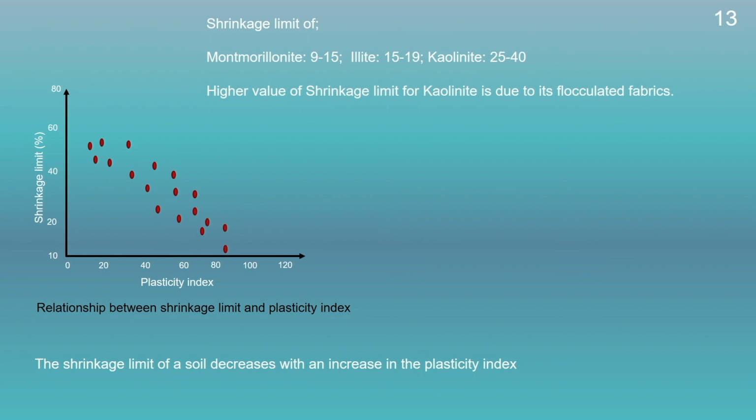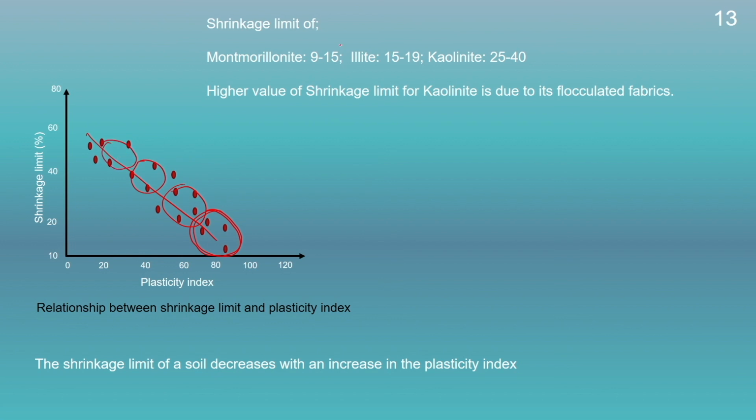Now, if we plot a graph between the shrinkage limit and the plasticity index, we can see that with increase in the plasticity index, the shrinkage limit is decreasing. This is because with increase in the plasticity index, the soil will have more dispersed structure, because with the increase in the plasticity index, the diffuse double layer thickness will also be large, and due to that the particles will be more dispersed, and as the amount of dispersed structure increases, the shrinkage limit will decrease.